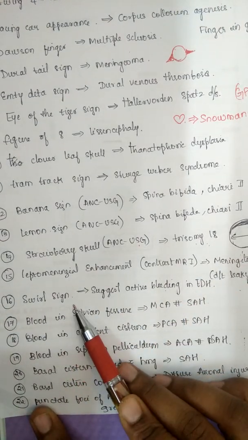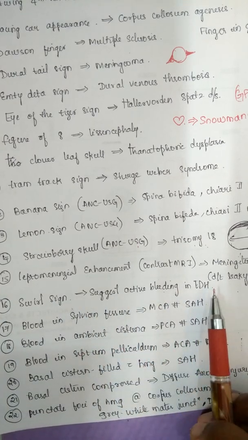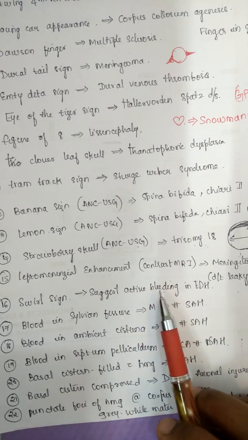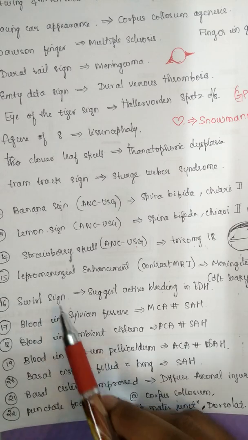Next is the spiral sign. That is in EDH, extradural hemorrhage. Sometimes there may be active bleeding occurring. In that case, we will find what is known as the spiral sign.